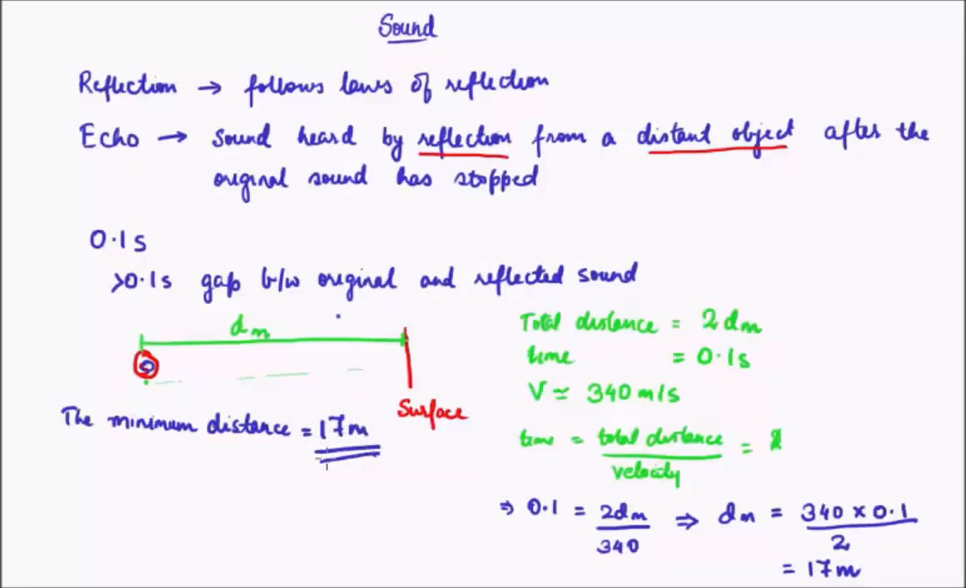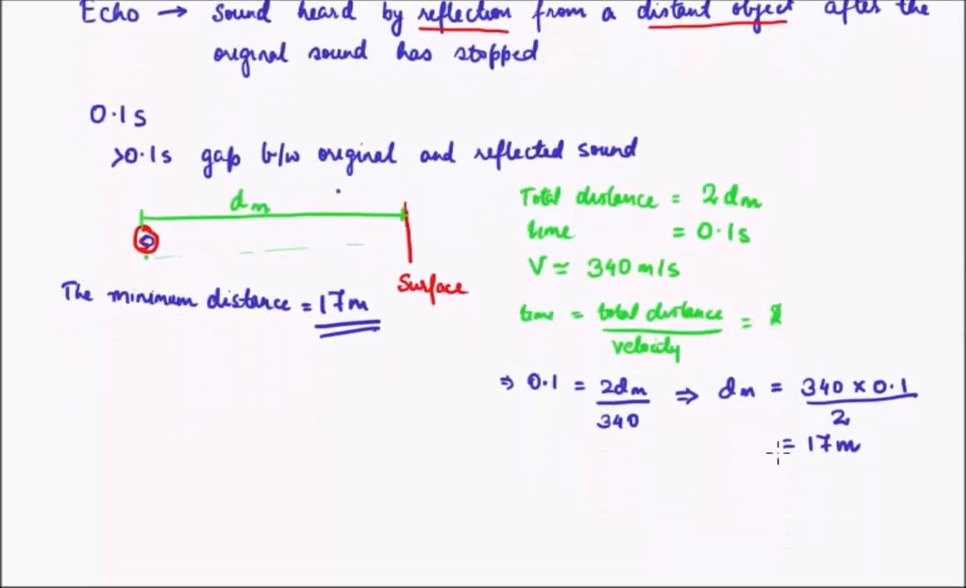Now with this calculation, we know why the definition of echo has a distant object, because there is a minimum distance to be taken into account. Okay. Next, let us sum up the conditions for an echo to be heard. The first condition is that the minimum distance criteria should be fulfilled. D should be greater than 17 meters.